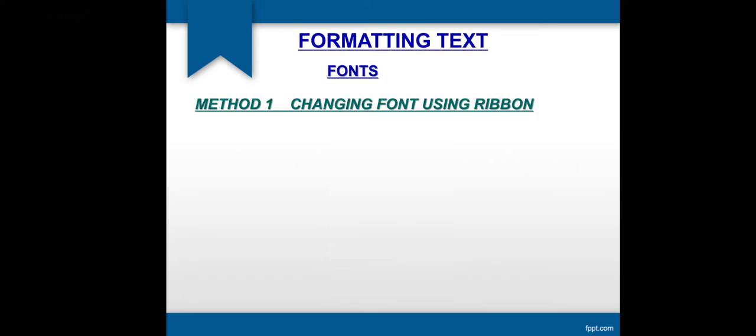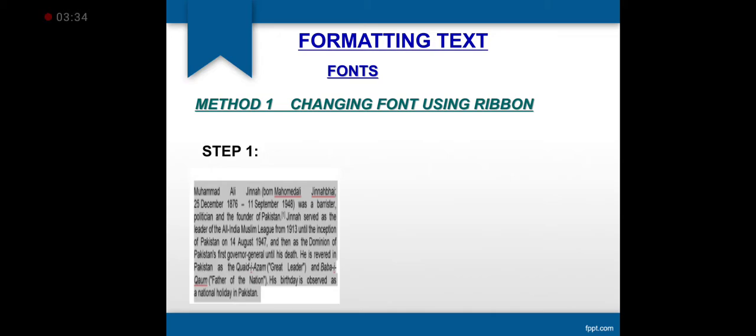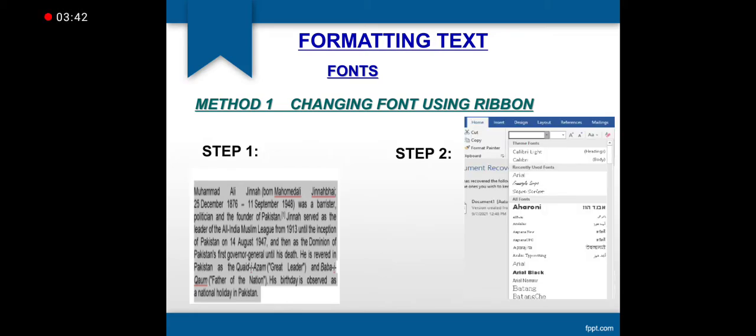Formatting text font. Changing font using ribbon. First step, you have to select the text whose font you want to change. Second step, you remember we have studied ribbon. Ribbon is the topmost line which contains home, insert, design, layout, reference, mailing. Remember it? Alright. Now you have selected the text you want to change the font of.